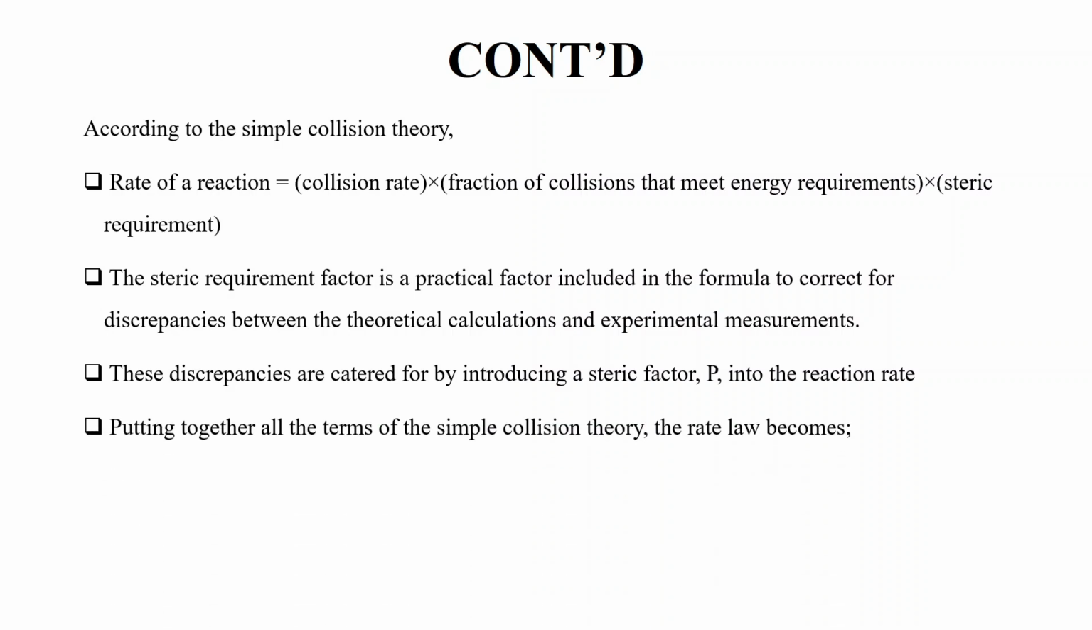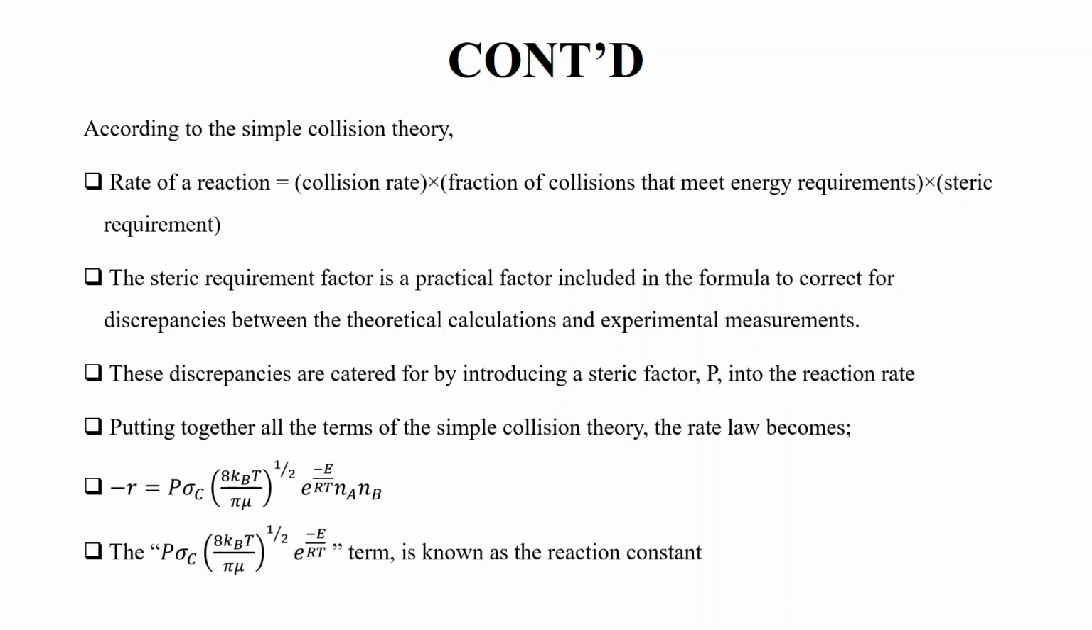And this steric requirement is represented by a factor called P. So when you put all these together, the collision rate, the fraction of collisions that meet the energy requirement, and the factor P, we get the rate of a reaction R being equal to P with all these formulas. Now the R is negative to show that it's a rate of reaction, that is, reactant being consumed to form product. So the rate of the reactant tends to decrease, and the rate of product is positive, and that's why there's a negative sign there. And this factor alone, from the P to this point, excluding the NA and NB term, is known as the reaction constant. So from the simple collision theory, this is how to estimate the rate of a reaction from a given reaction.